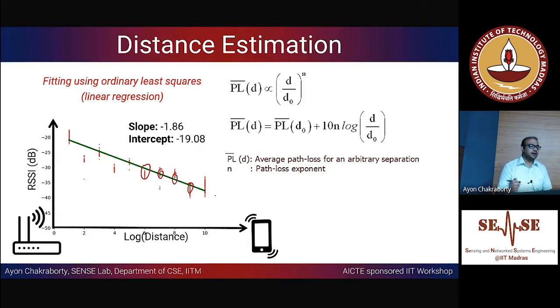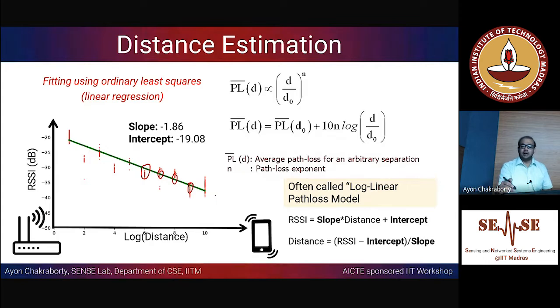We are just trying to use a different technique. We are not using channel impulse response. We are just using the RSS data, received signal strength data. So it is often known as the log linear path loss model, because you already understand why it is log linear: when you take the logarithm, it becomes linear. So RSSI is equal to the slope multiplied by distance plus the intercept. If you know the distance from the transmitter, you can know the RSSI based on this equation, and at the same time you can also know the distance given the RSSI.